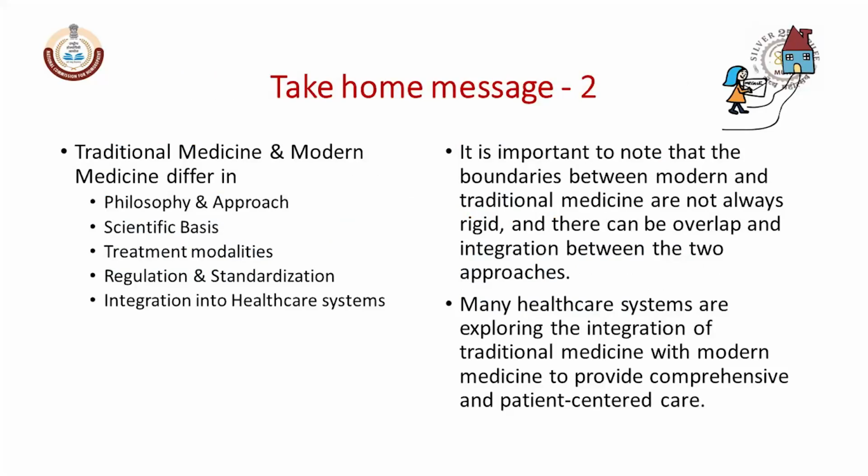So, at the end of part 2, I would like to say that traditional medicine and modern medicine differ in 5 aspects. 1. Philosophy and approach. 2. Scientific basis. 3. The treatment modalities that we use. 4. The regulation and the standardization. And 5. Integration into the healthcare systems.